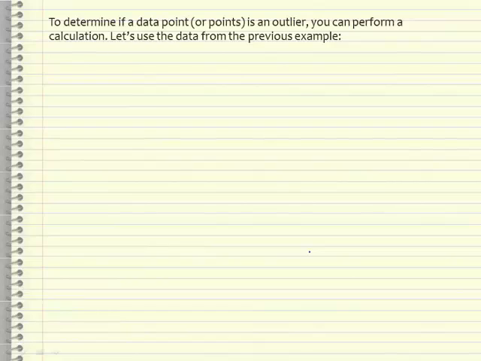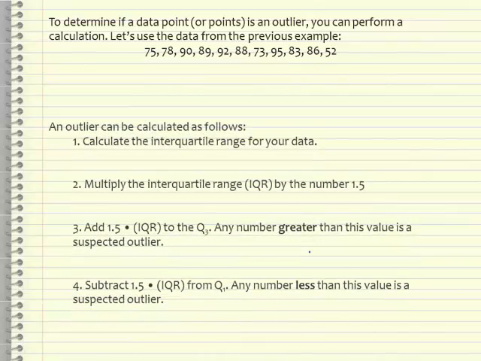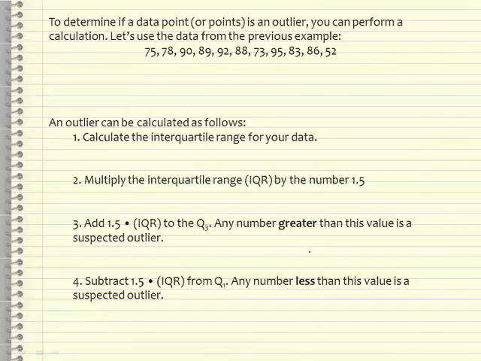If we want to determine if a data point or points is an outlier, we can perform a calculation to ensure that it is. So here's our test example. First we calculate the interquartile range. In order to do that, we first have to put the numbers in order. So step 1 is numbers in order.